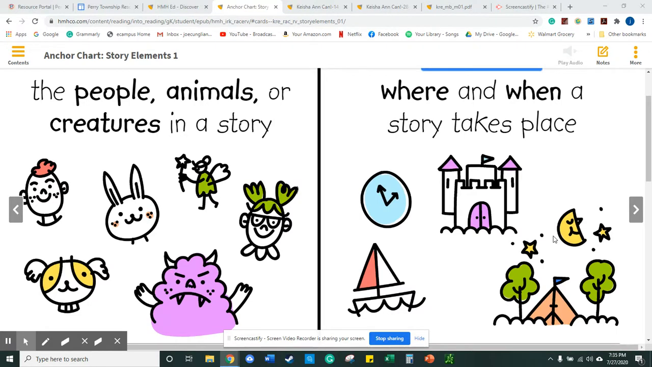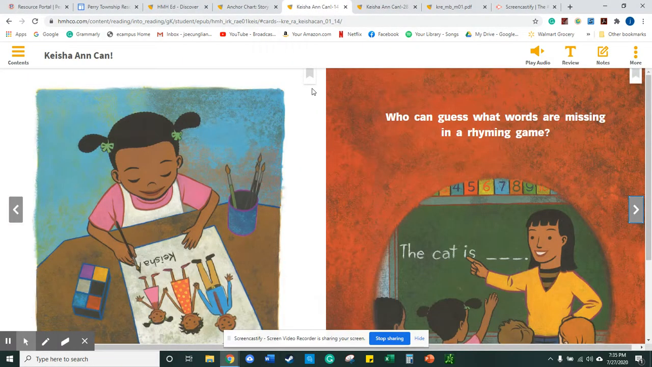Paying close attention to the characters and setting can help us understand the story better. Today our task, or our job, is to identify the characters and setting in Keisha Ann Can. Let's go back to the story. This story we read a few days ago. It's about Keisha Ann going to school for the first time and all of the things that she's able to do. Let's take a look at this picture.